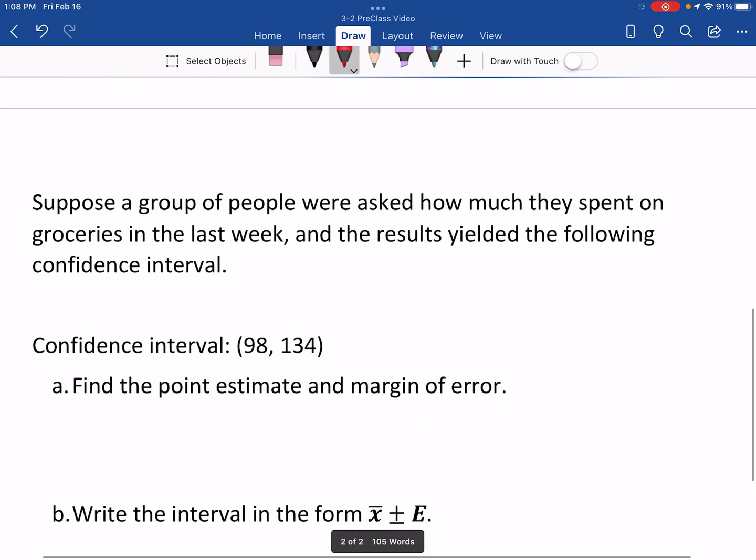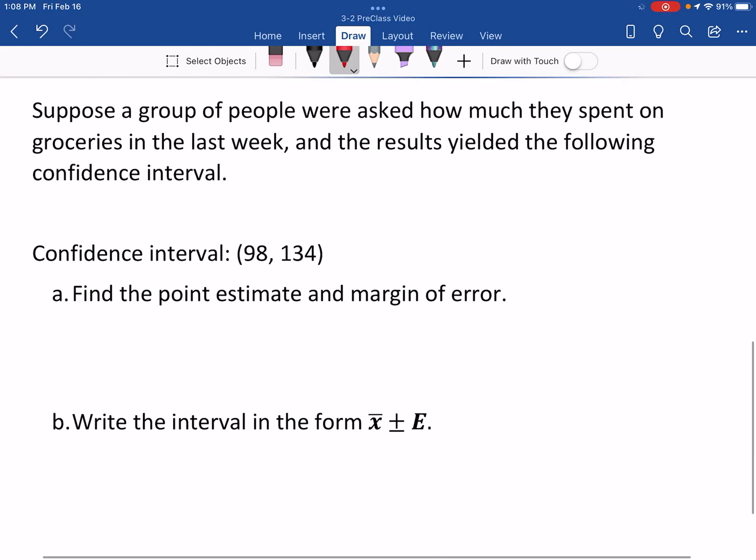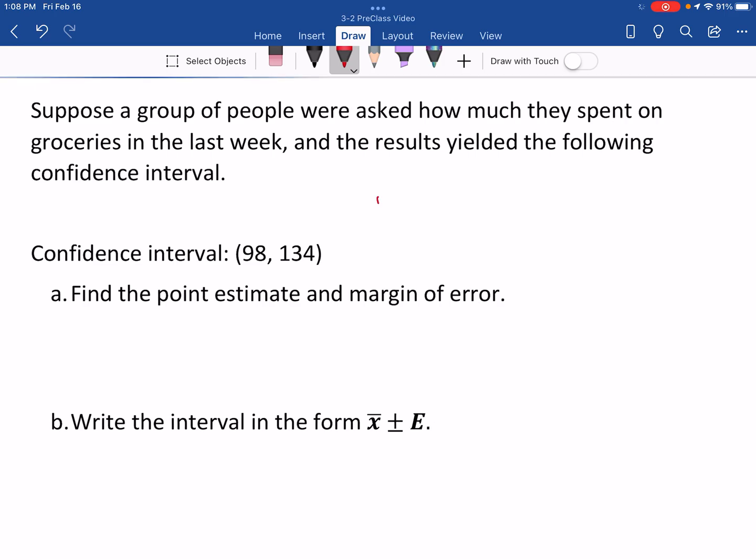Let's do it. Suppose a group of people were asked how much they spent on groceries in the last week, and the results yielded the following confidence interval. We'll assume it's in dollars. If I want to find the best point estimate, can we draw our line and see where we are on this? Yeah, sure. Let's draw it up here. I love doing the number line so I can see what I'm doing. Basically the interval runs from 98 to 134.